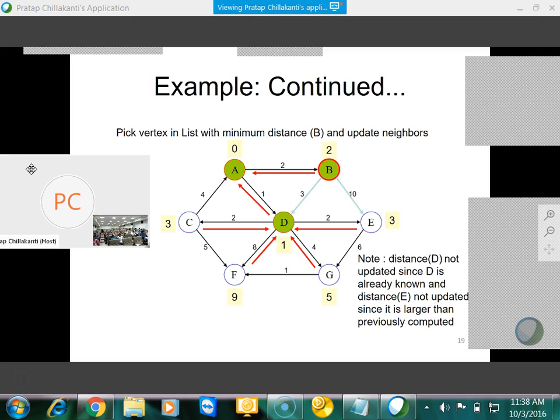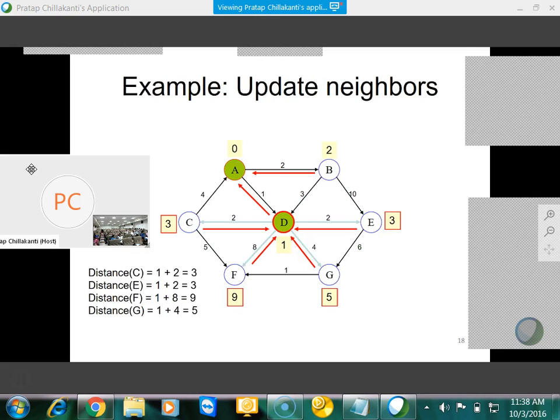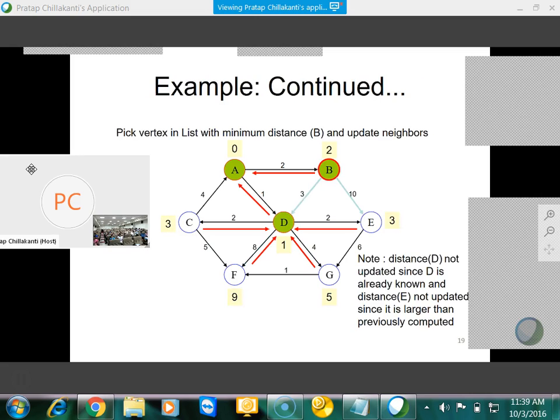So pick the vertex in the list with minimum distance, B, and update neighbors. Okay. So then you pick B, and then you are updating the neighbors again. So you finish with D, you finish now with B, you compute the same thing.